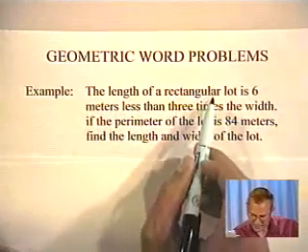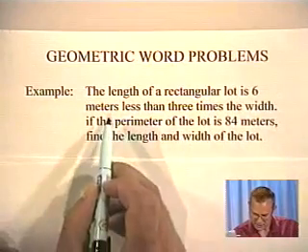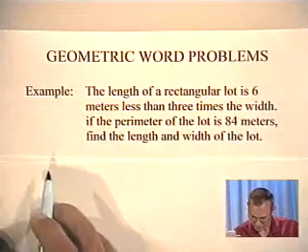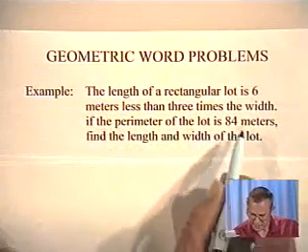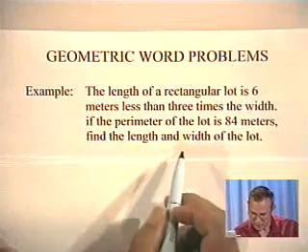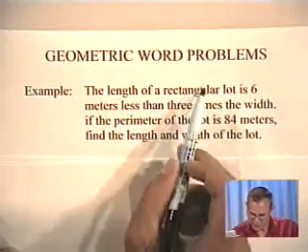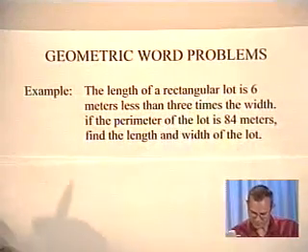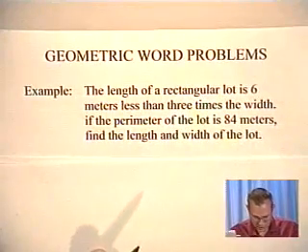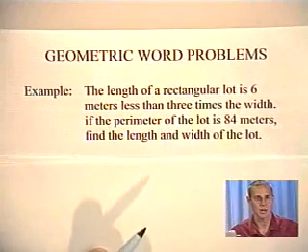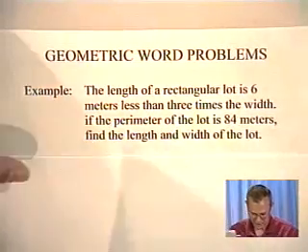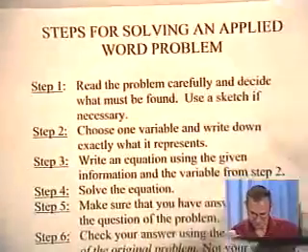Let's look at our first example here. The length of a rectangular lot is 6 meters less than 3 times the width. If the perimeter of the lot is 84 meters, find the length and width of the lot. Now we can easily see that this is a geometric problem since we're talking about a rectangle. Okay? Let's first put up some steps for solving these things, and then I'll come back to this problem.